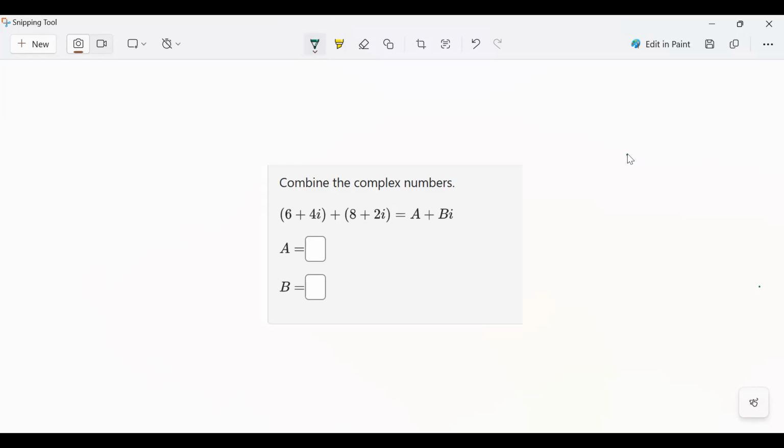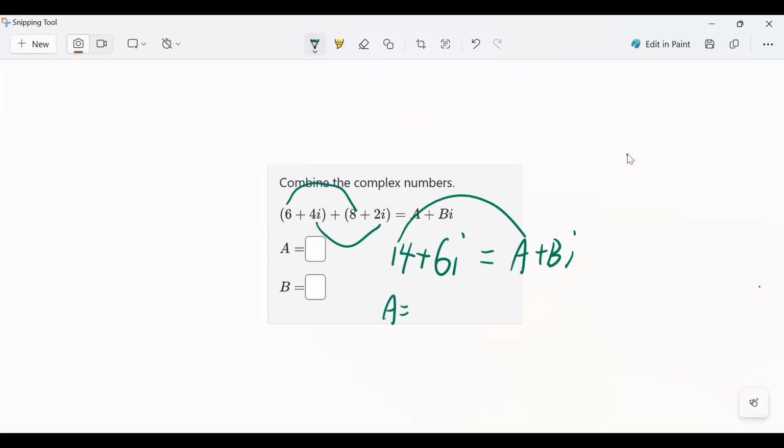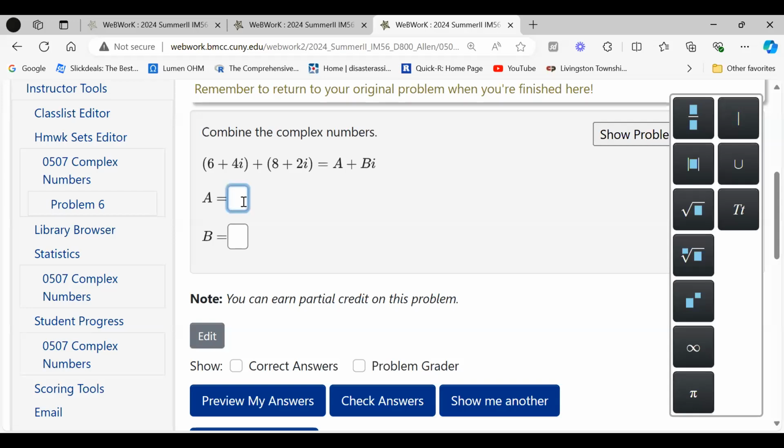All right, let's go over the solution. So you do 6 plus 8 is 14. 4i plus 2i, that's 6i. That's equal to 14 + 6i. So A equals 14, B equals 6. Very straightforward. Let's move on to the next one.